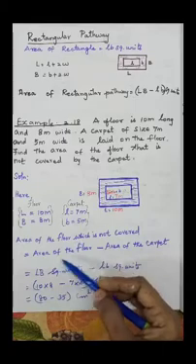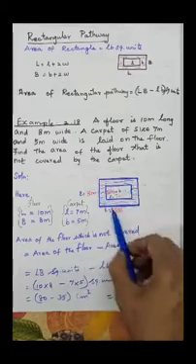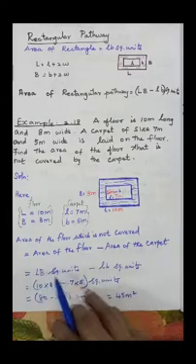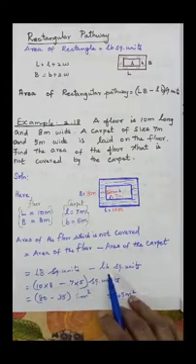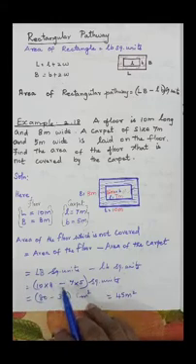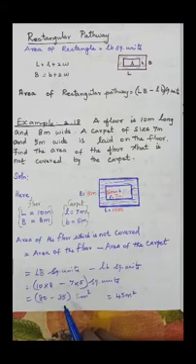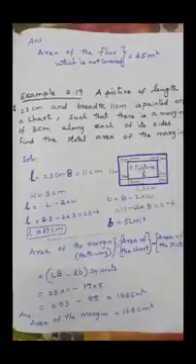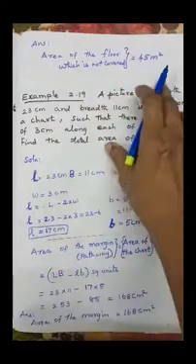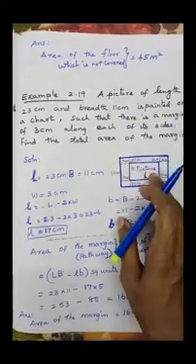For that, area of the full floor minus area of the carpet. So capital L into B square units minus small l b square units. 10 into 8 minus 7 into 5. So 80 minus 35 meter square is equal to 45 meter square. The answer is area of the floor which is not covered is equal to 45 meter square.